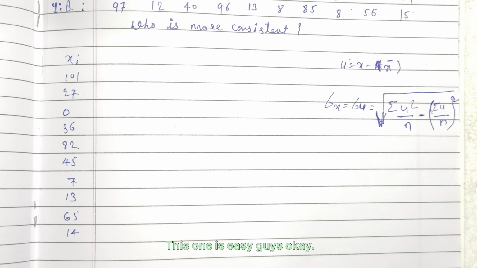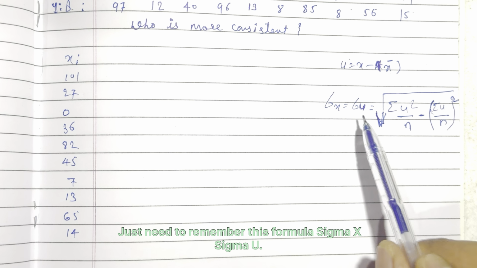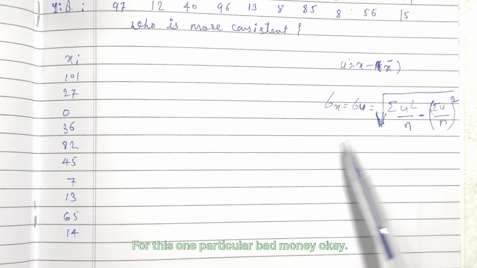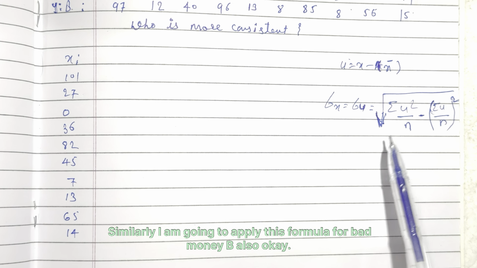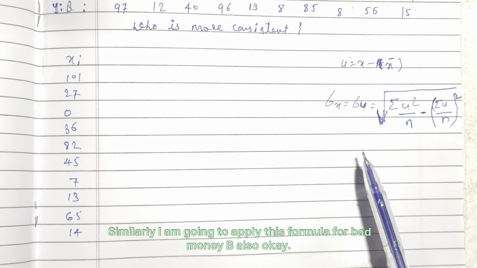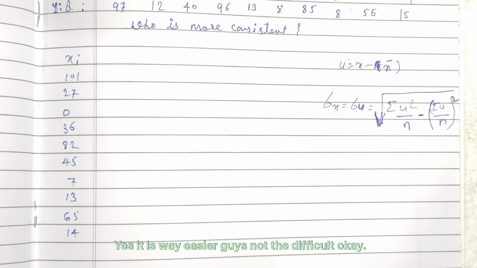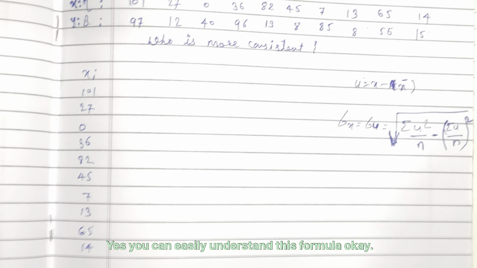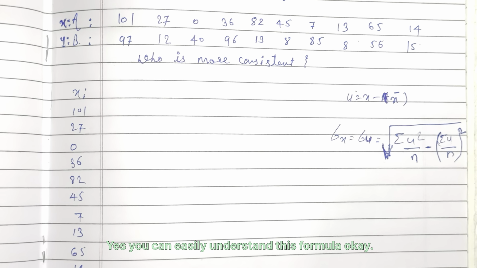This one is easy guys. Just remember this formula, sigma x or sigma u, for this particular batsman A. Similarly, I'm going to apply this formula for batsman B also. It is way easier guys, not that difficult. You can easily understand this formula.